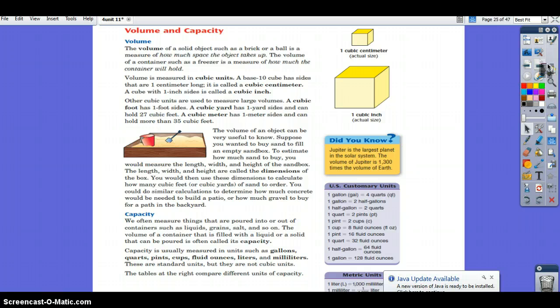A pint is 16 fluid ounces. A quart is 32 fluid ounces. A half gallon is 64 fluid ounces. And a gallon is 128 fluid ounces.